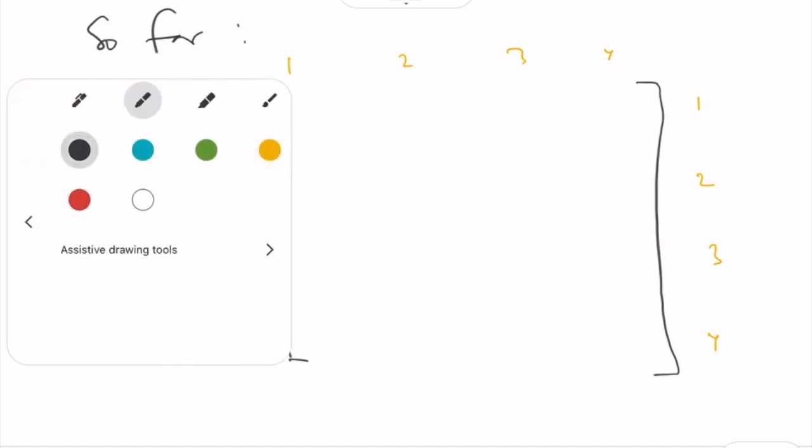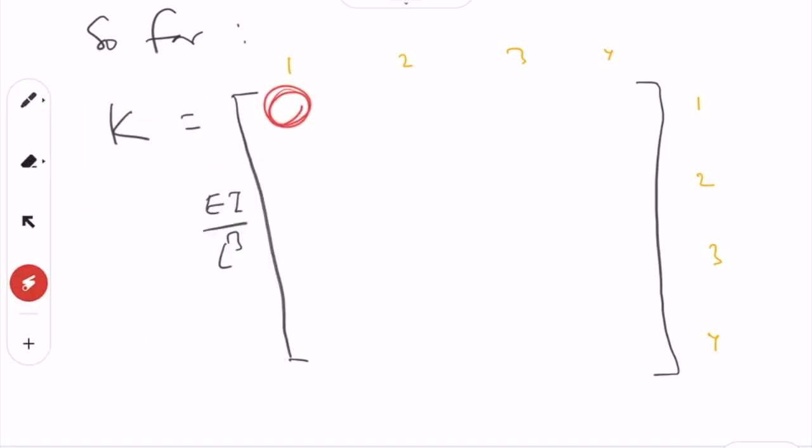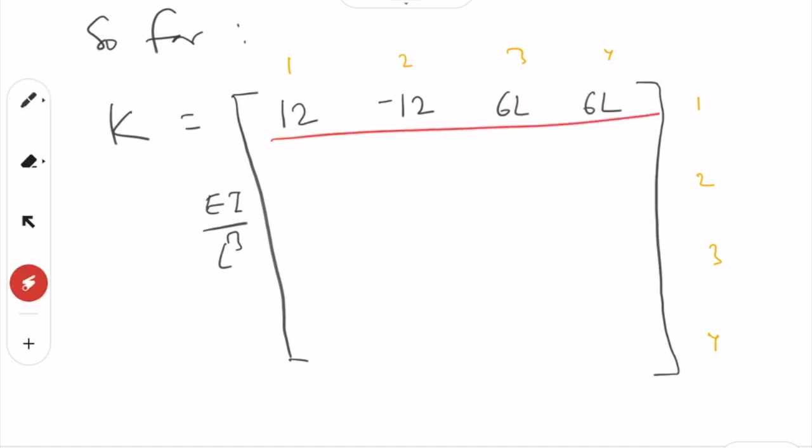So what we had here, K11 was 12 EI over L cube, so we write 12 here, and then minus 2 was minus 12, so this is minus 12, and then we get 6 EI over L square. So we get 6L here, and 6L here also. See, in this case it is not summing to 0. This is because we are mixing force and moments together.